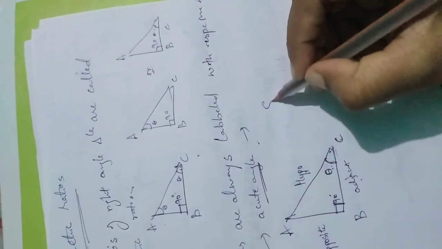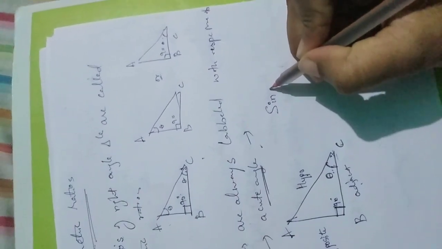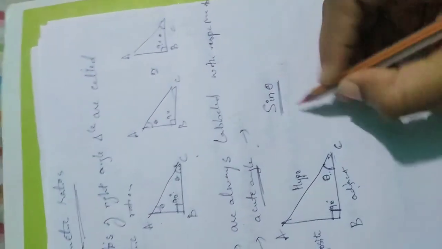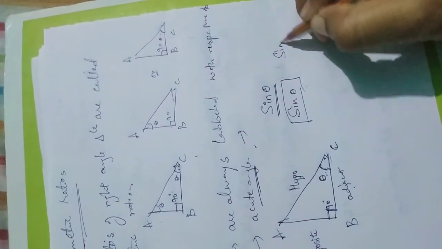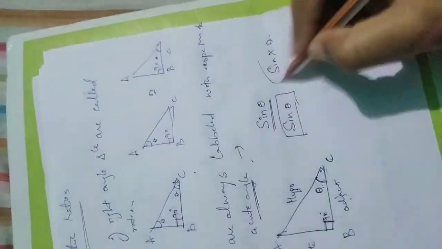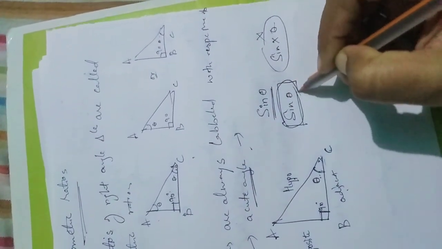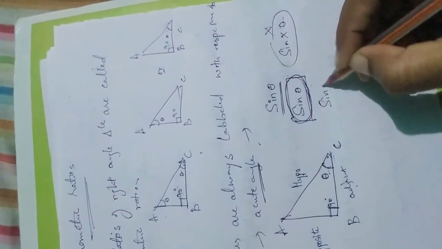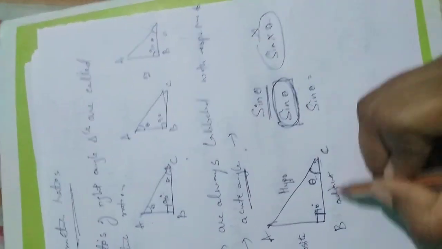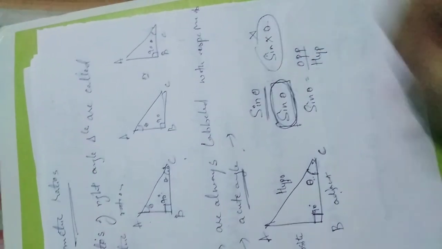So here we'll find the trigonometric functions or ratios. Sine theta is a single thing; we can't write it as sine into theta, so that is the wrong way of writing. Sine theta cannot be separated. So what is sine theta? Sine theta is opposite divided by hypotenuse.